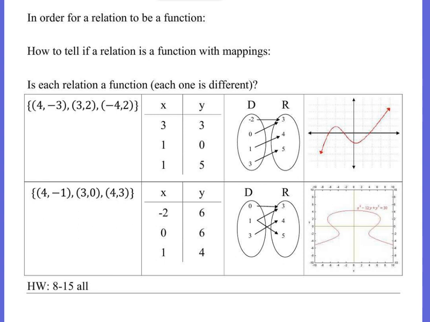In order for a relation to be a function, have we talked about this before? Okay, well, how does a relation become a function? If what? No repeated x values. There are other ways. The vertical line test. It needs to pass the vertical line test.